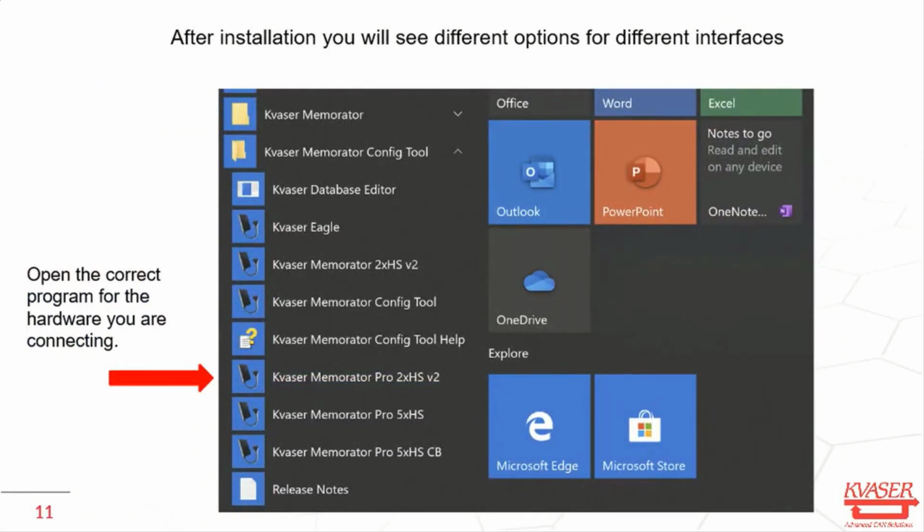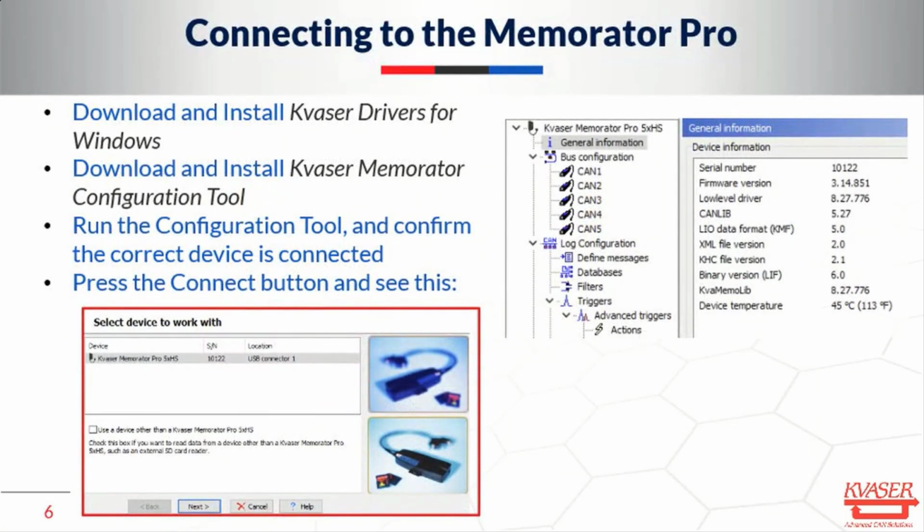One slightly important aspect is after installation, you will see in your Windows menu different versions of Memorator configuration tools. You obviously run the specific version for the hardware that you have. So in this case, I have a red arrow pointing to the Memorator Pro 2X HS, although a lot of my examples are showing Memorator 5X HS as the software I'm running in some of my screenshots and examples. The obvious difference is when you see 5 channels, it's a 5X. When you see 2 channels, like in this screen, it's a 2X.